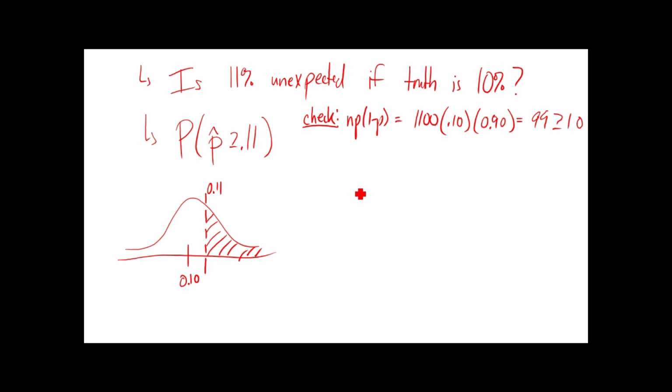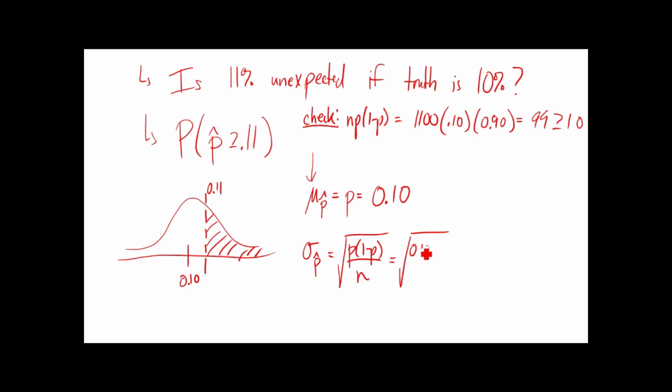So 99, that's plenty big, definitely bigger than 10. So we're okay there, and the central limit theorem applies. So we know that it'll be normally distributed. It'll have a mean centered around the true proportion, which we're assuming is 10%. We're assuming it hasn't changed, and we're going to see if this seems unusual. Then we calculate the standard deviation, the square root of p times 1 minus p over n. So it's 10% times 90%, all divided by 1100.